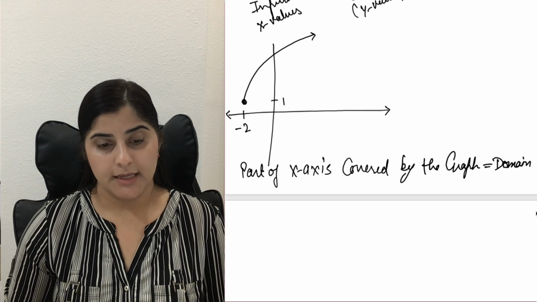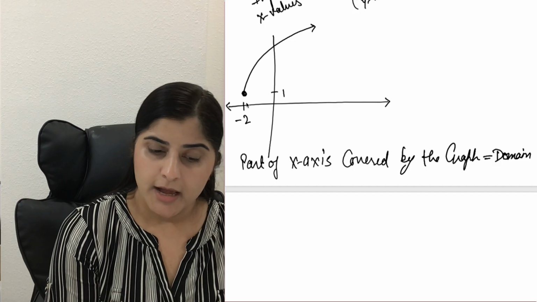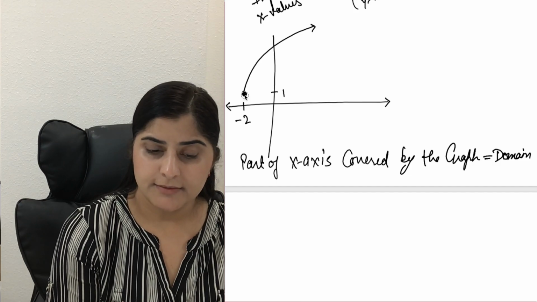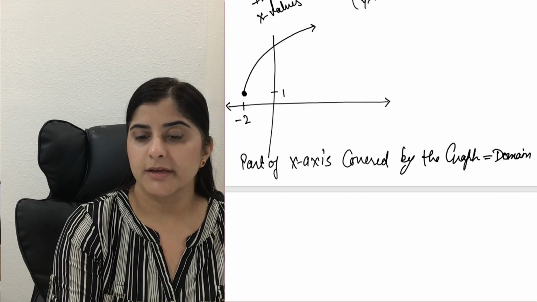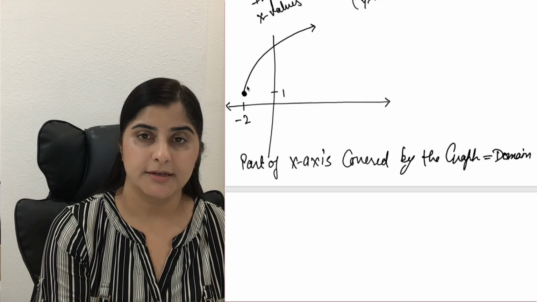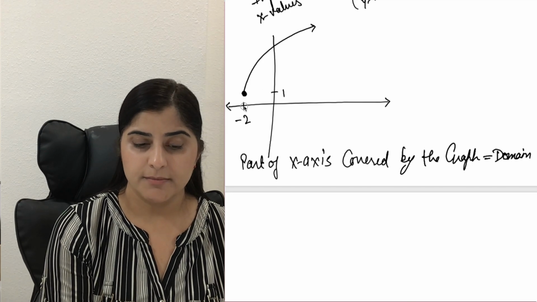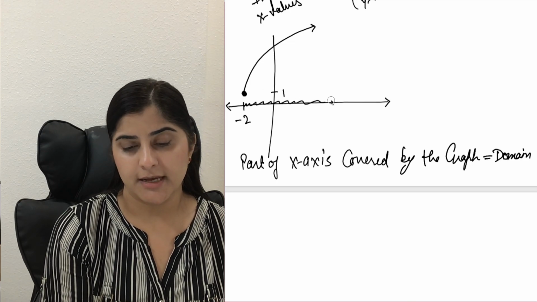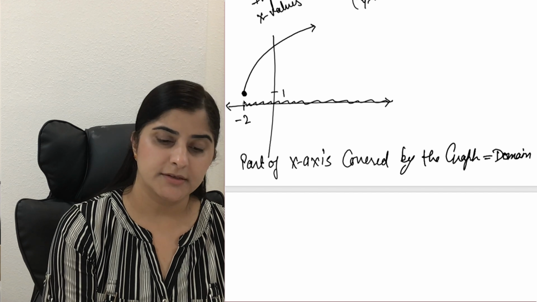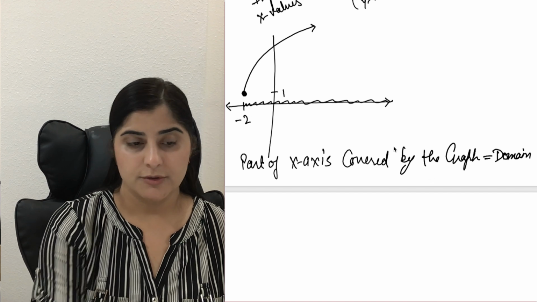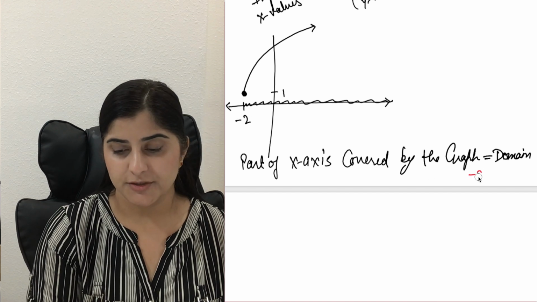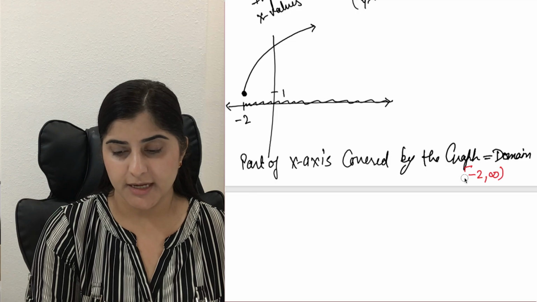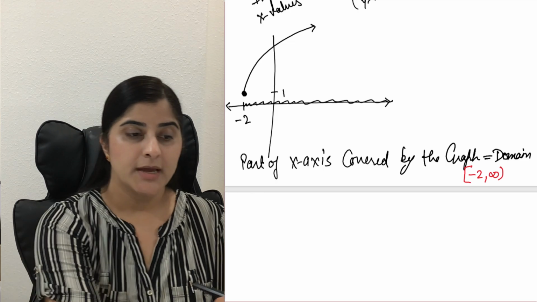For example, in this graph, the graph starts from here and goes all the way in this direction because there is an arrow, and there is a solid dot. That means it covers the x-axis this side everywhere starting from -2. So you will say that the domain of this function is -2 to infinity, and -2 is included.